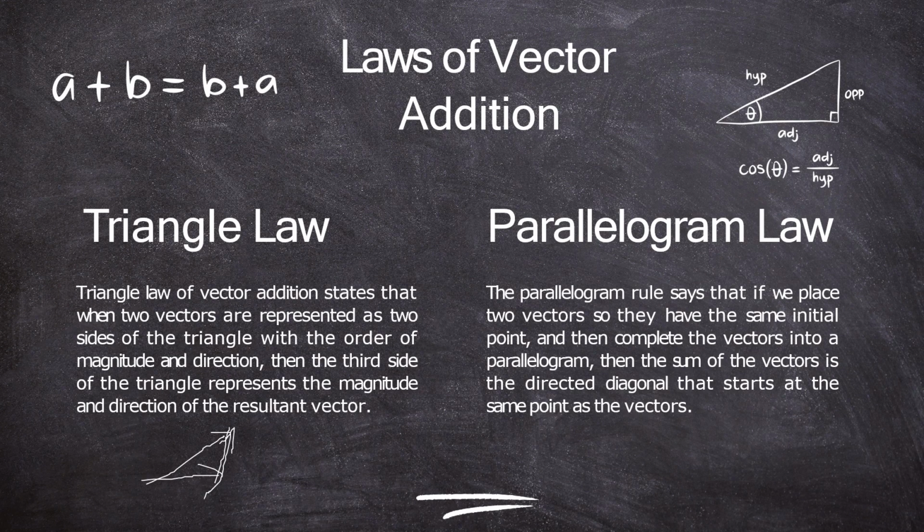In the parallelogram law, it is the opposite. The two vectors start from the same point and go in different directions. Then the third vector will be drawn somewhere like this, such that if these two sides are part of a parallelogram, then this side will be its diagonal.